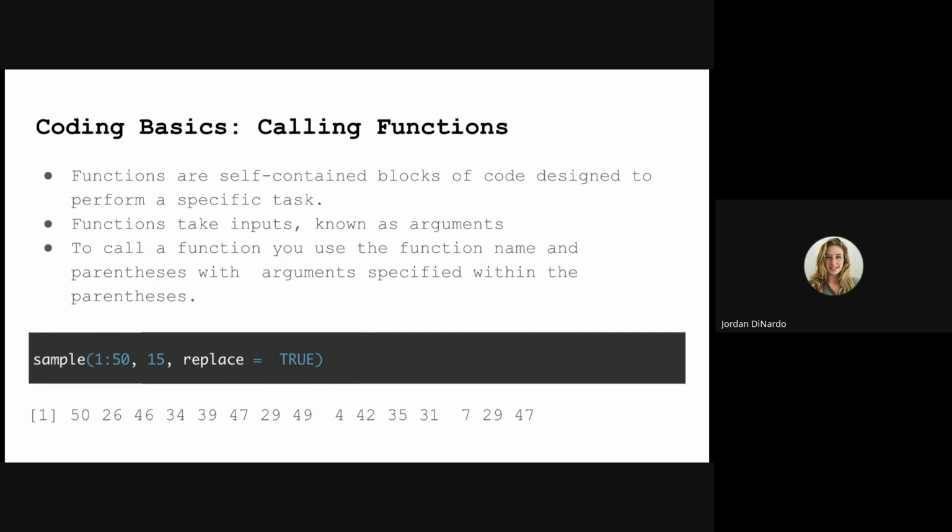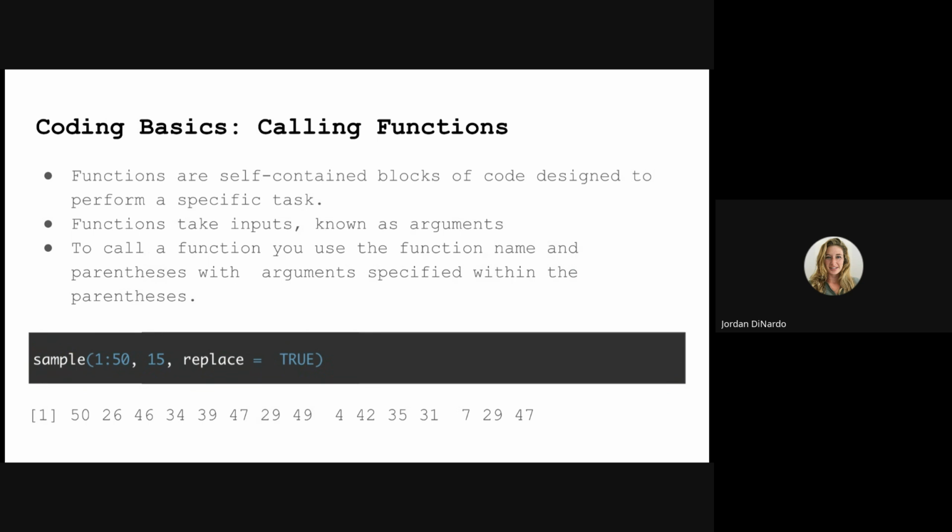So here's an example of a function called sample. And the arguments that it takes are the numbers from which you want to sample. So this is 1 through 50. The next argument, which here we provided 15, means the number of samples that we want to take out of the numbers 1 through 50. And then here replace equals true. That means once you take one sample, put that number back in so that you can continually resample that number. You can also make it false if you'd rather not have that.